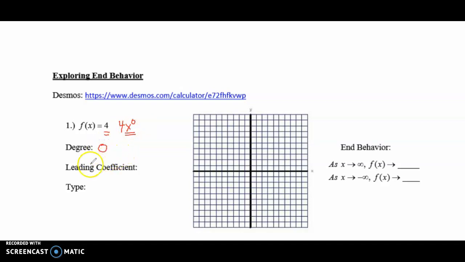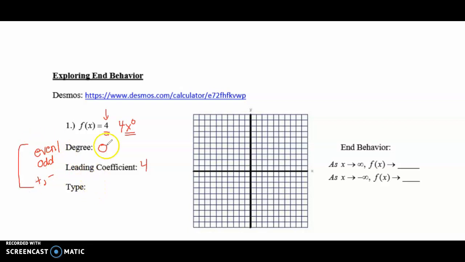The leading coefficient is the number in front of the highest exponent. Well, in this case, there is none, so it has to be 4. As you're doing this, you're going to look and see: is the degree even or odd? These are the things you want to look for in this activity. Are the degrees even or odd? And is your leading coefficient positive or negative? Those are the two main things.